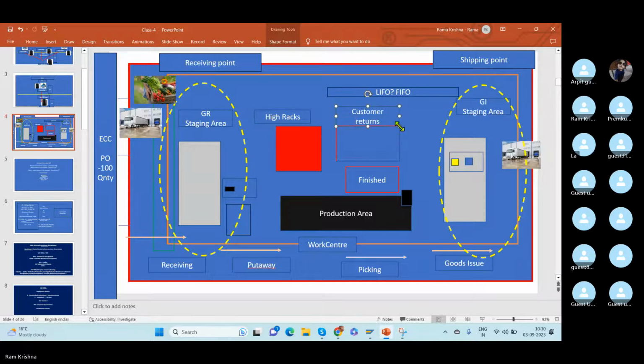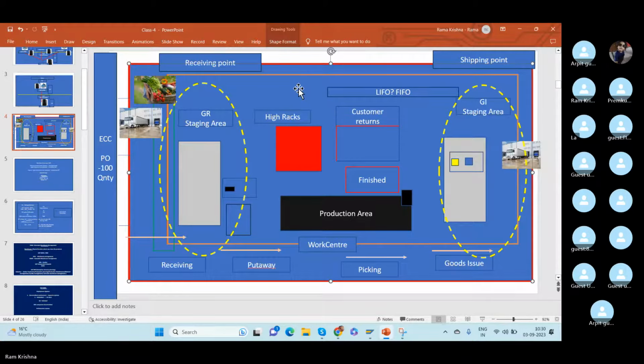If it is other than a subcon vendor, it should go to high racks. If you are not receiving the stock from the subcon vendor, then we can consider it as finished or raw materials, and it should go to high racks. What do you mean by subcon vendor? Where we can get the finished product. So if we receive a finished product, then we can store it in the finished storage.